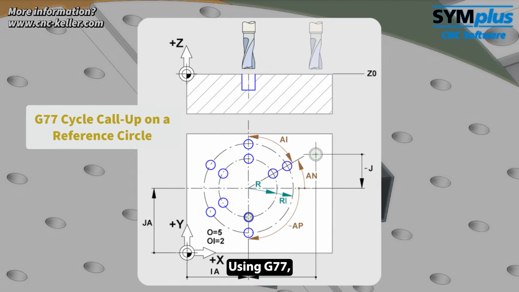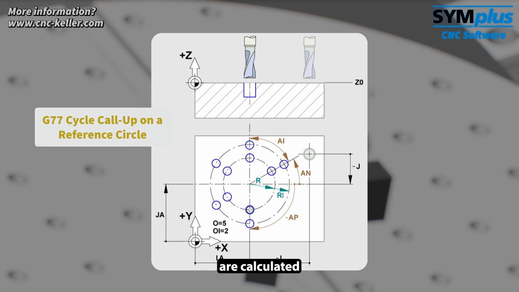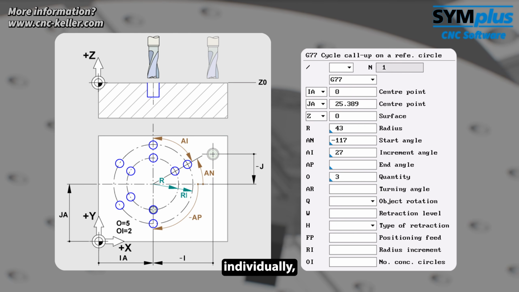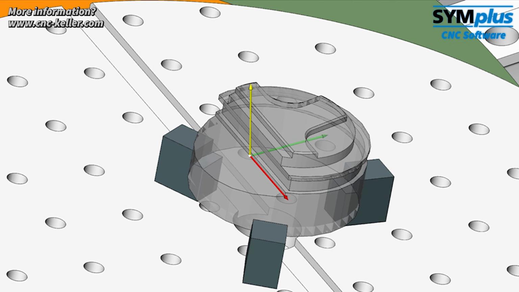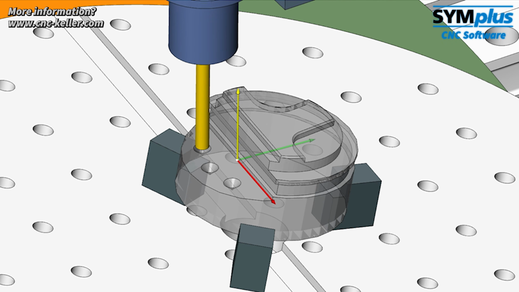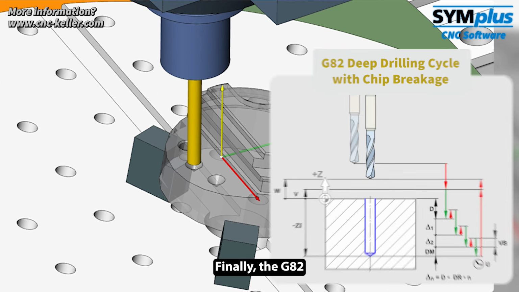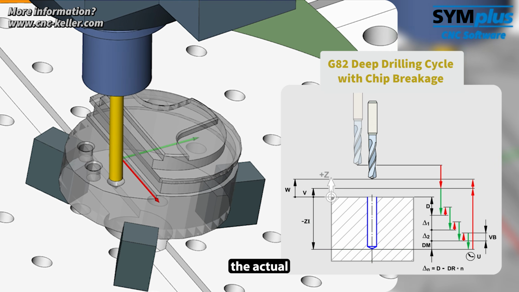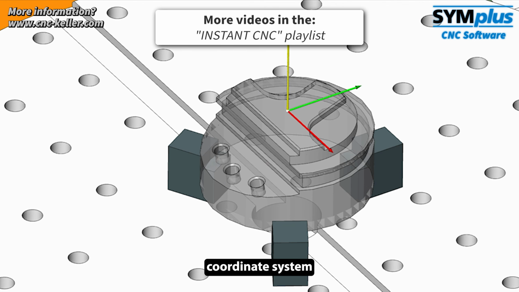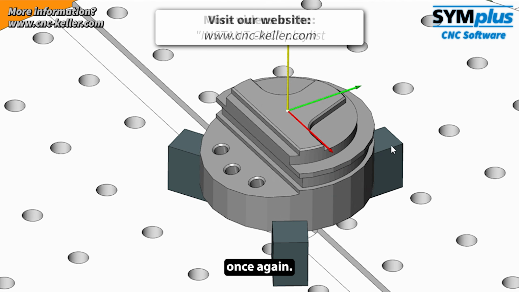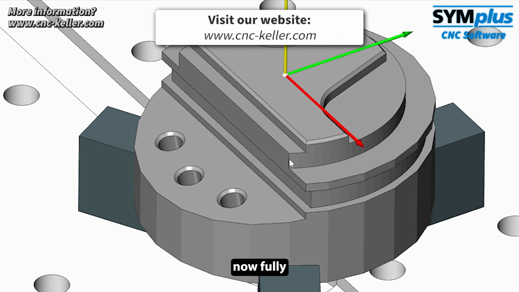Using G77, the drilling positions are calculated on a bolt circle. Instead of programming each hole individually, this cycle requires only a few parameters, such as the radius, starting angle, and the number of holes. Finally, the G82 drilling cycle performs the actual drilling operation. At the end, the plane rotation and the coordinate system shift are cancelled once again. The workpiece is now fully machined.